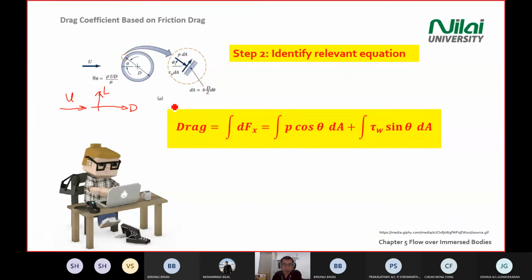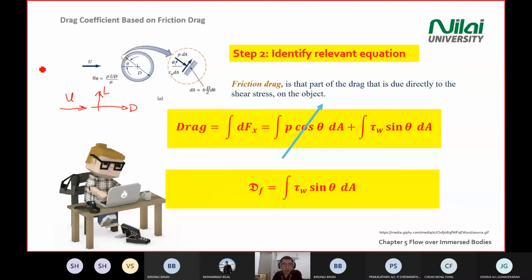So you start with the drag equation given by the pressure and shear stress components. However, the friction drag only links up with the shear stress. The pressure component doesn't have any significant effect on the friction drag, so we cancel out the first one. All right, so our equation reduces to this form.